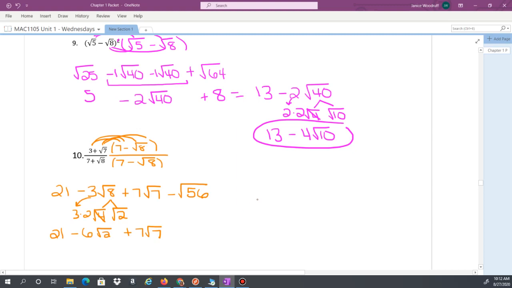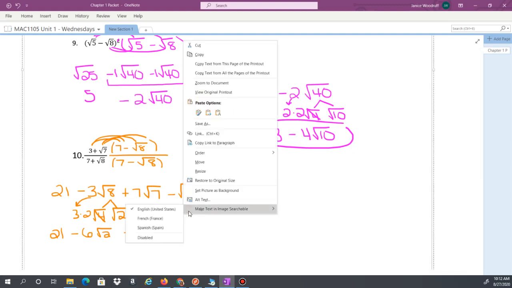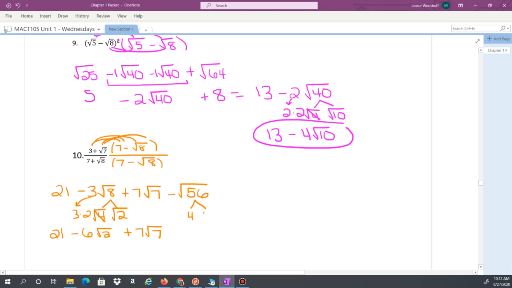56, let's see, do we have a perfect square that goes into 56? I think 4 and 14 is going to work for that one. So you have 4 times 14. Take the square root of 4, which is 2. So it's going to be minus 2 radical 14. Okay, and then I have no like terms, so that's my numerator. So let's go ahead and do the denominator.